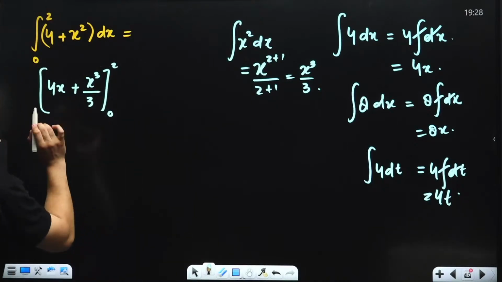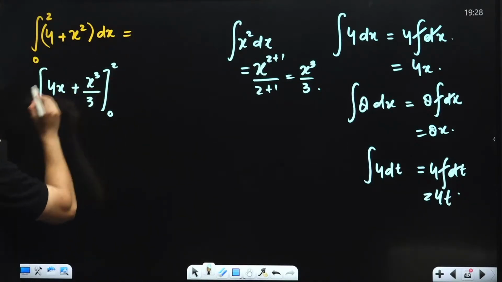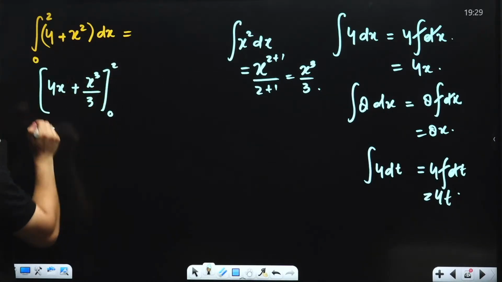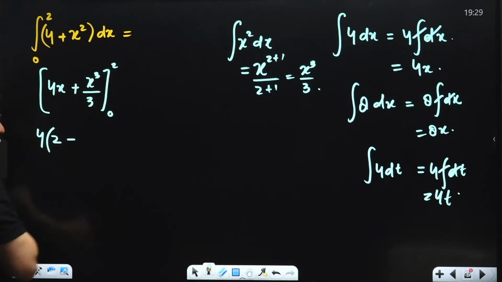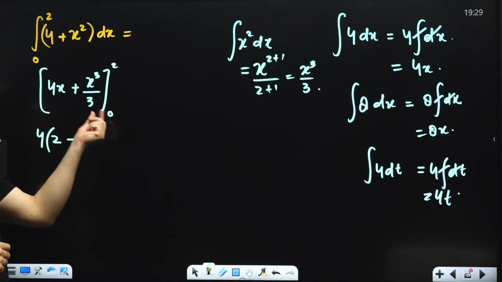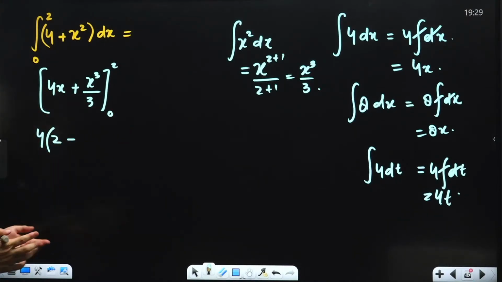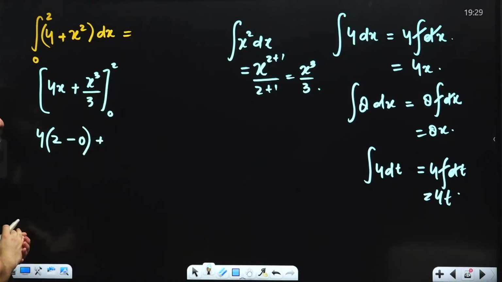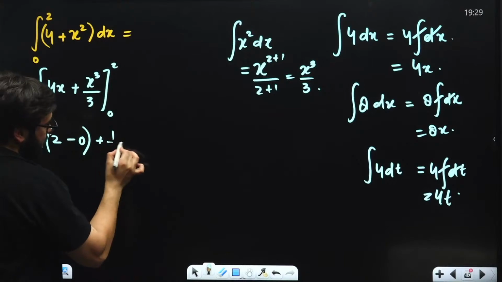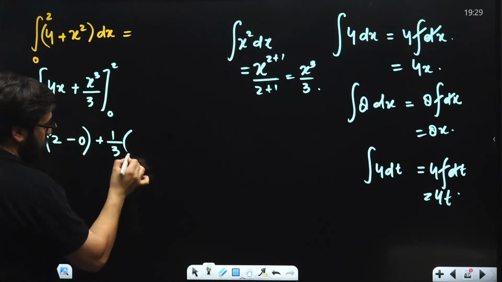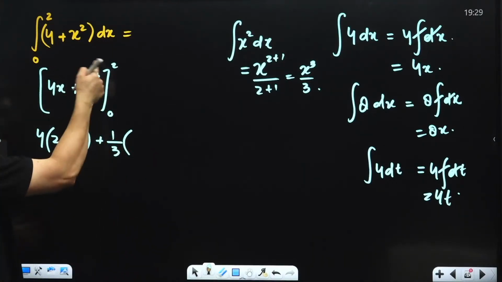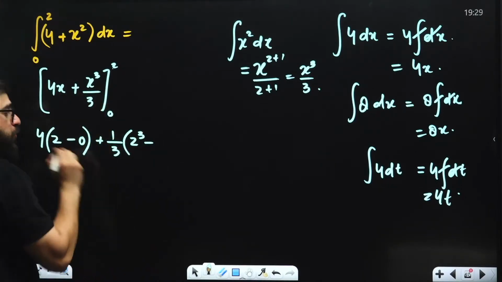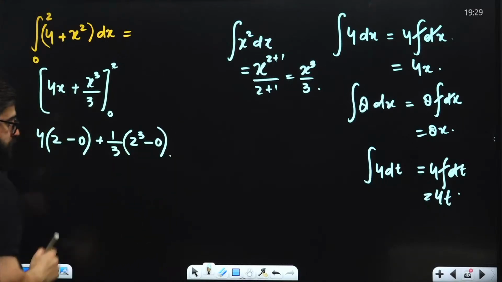So now, first put the upper limit. In this x, you have to first put the upper limit, that is 2, minus the lower limit. If it was 1 over here, you would have to put 1 in that case. But it is 0, so 2 minus 0. Then plus, I'll take 1 by 3 as common. In this x, you have to put first 2, so it will be 2 cube, minus 0 cube, so it will be 0.